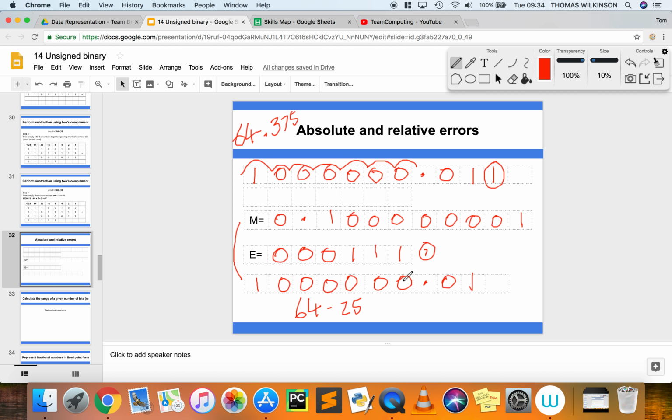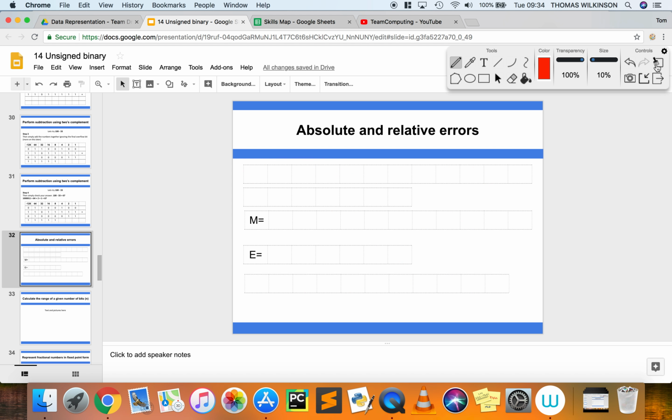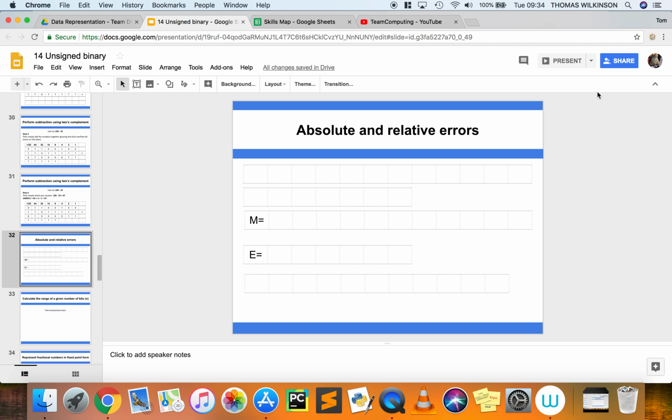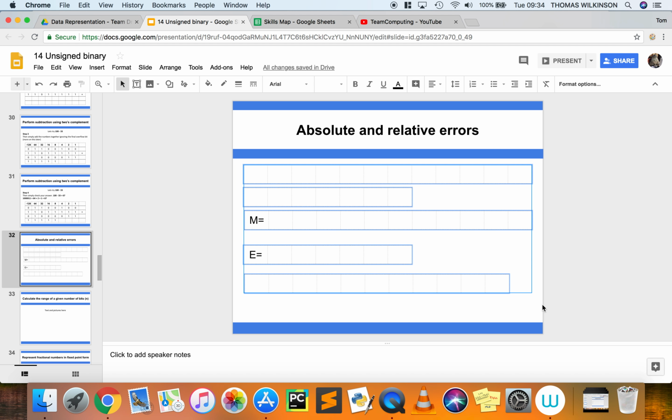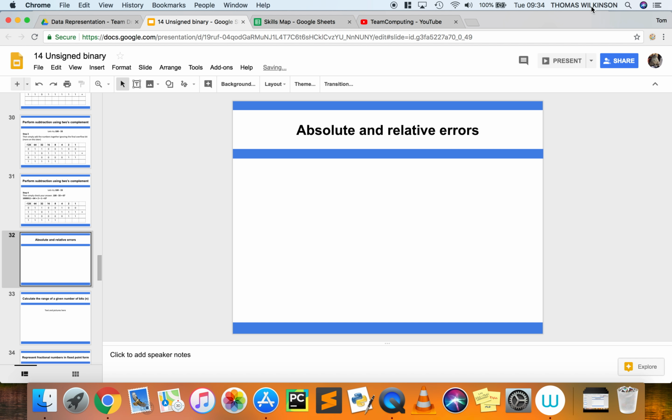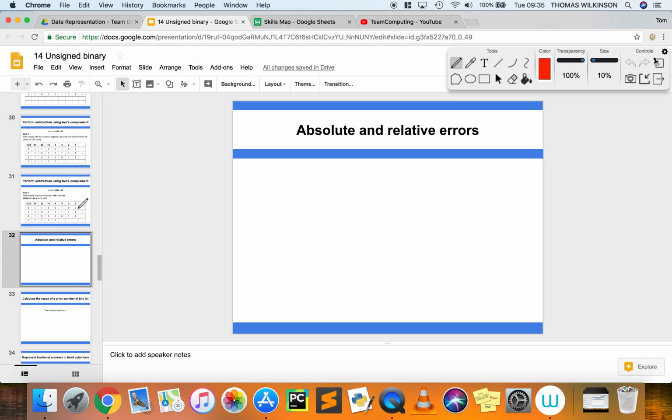So there are two types of error that are calculated here. There's something called the absolute error, and there's something called the relative error. I'm just going to clear the screen now, because I don't really need these, but you should have made a note of them down in case you did need them. But let's say in my situation here, I've got an answer of 64.375. That's the number that I wanted to record, and what I've actually recorded is 64.25.